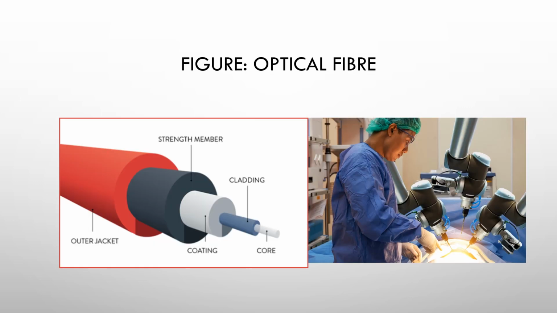Now in the left hand side of the picture you can see optical fiber, which consists of core, cladding and coating that we have discussed in the previous slides. Now where can we see this optical fiber? Optical fiber can be seen in data communication where data transfer is required. It can be seen in medical field for laser surgery. So these are the examples of optical fiber.